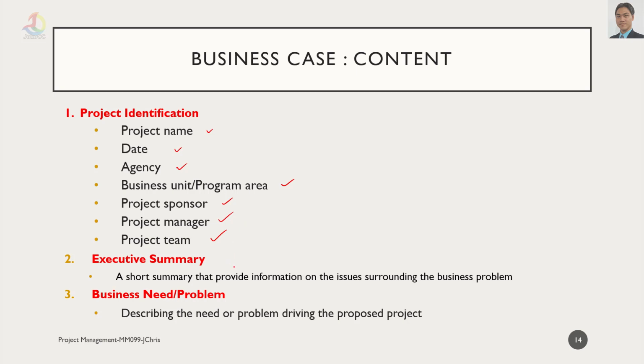Executive summary is a short summary that provides information on the issues surrounding the business problem. So we can say it is much like an abstract. So the reader, before he or she reads deeper into the business case, can have a mental image about the issues surrounding the business. The third group is the business needs and the problem that describes the need or problem driving the proposed project.